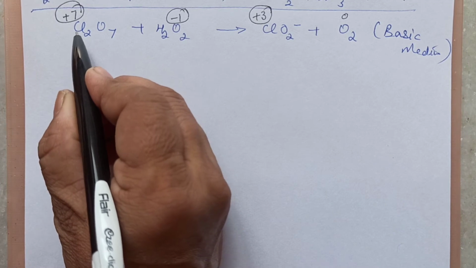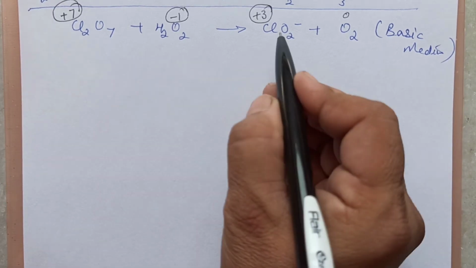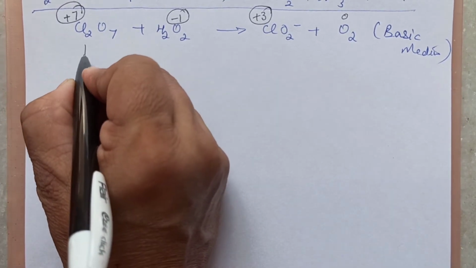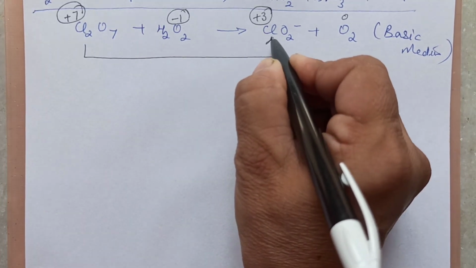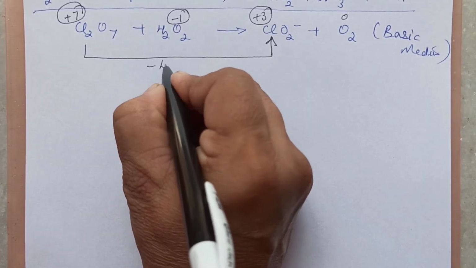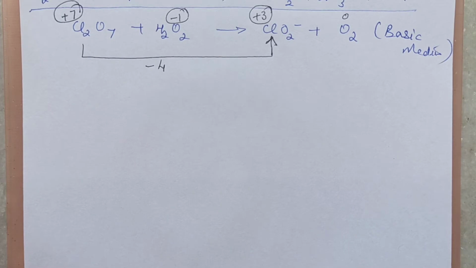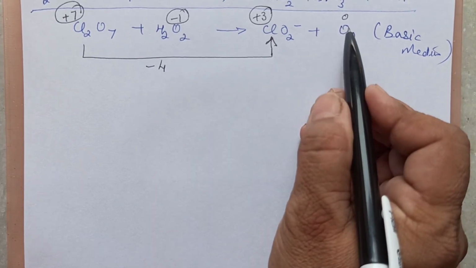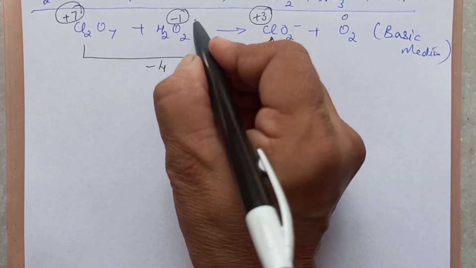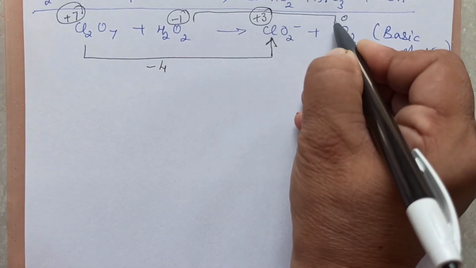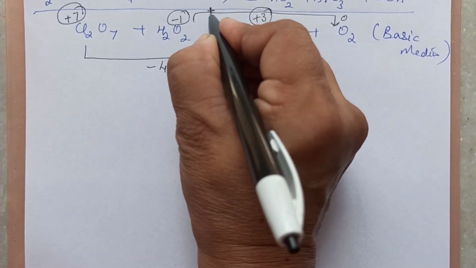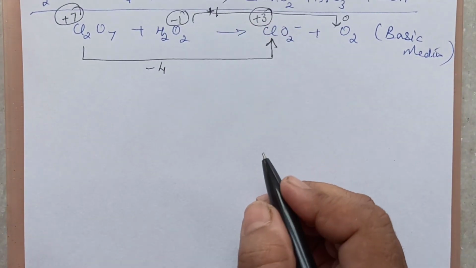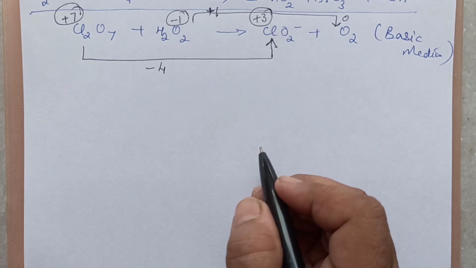Now from 7 it has become 3. That means it has decreased by 4. From 7 it is becoming 3. It has decreased by 4. What about this? This from minus 1 has become 0. That means it has increased by 1. It has increased by 1. We will write it on the top.